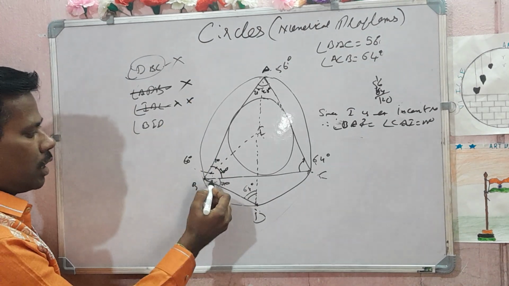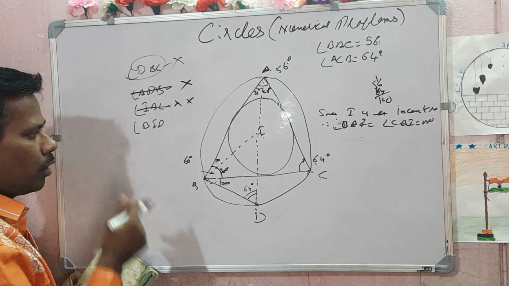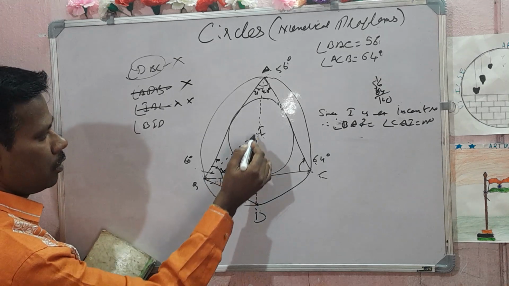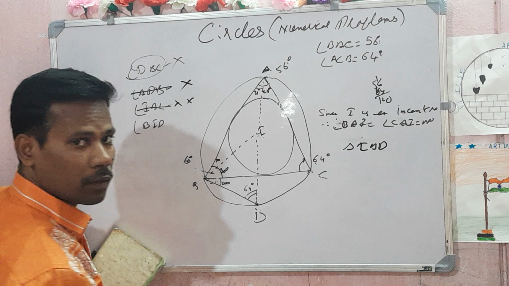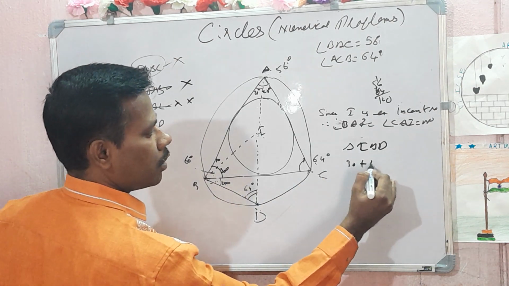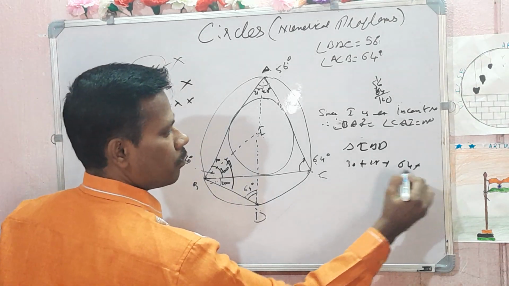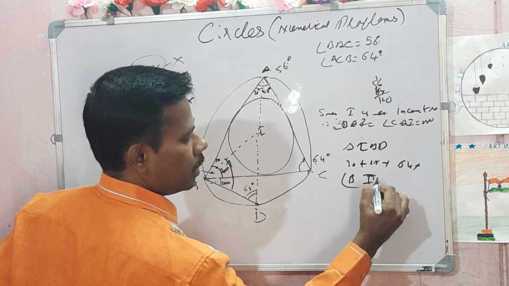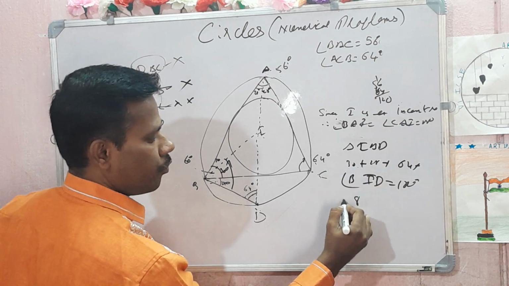Next, BID they are asking, BID. How to do this one, BID? Very simple. Apply this one. Consider triangle IBD. Sum of three angles of a triangle is 180 degrees. So 30 plus 28. Sum of three angles of a triangle: this angle plus this one plus angle BID is equal to 180 degrees. 30 plus 28 is 58.